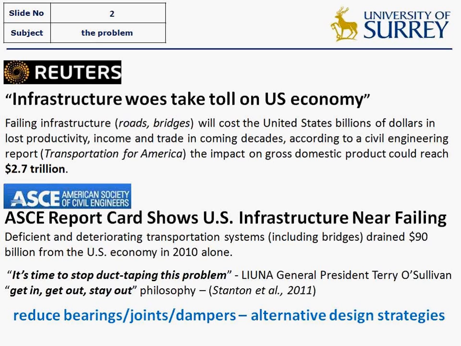On-site infrastructure woes take a toll on the U.S. economy. This is a Reuters article that was published a couple of years ago, showing the toll placed on the U.S. economy due to deficient bridges, which is an almost $1 trillion problem. In 2010, the American Society of Civil Engineers report card showed that deficient and deteriorating transportation systems, bridges, drained billions from the economy in 2000 alone.